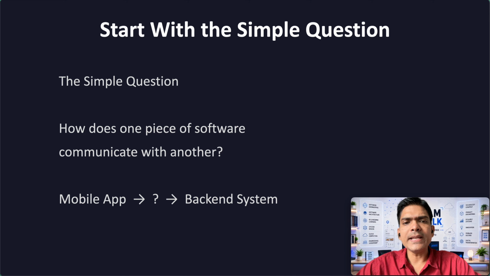Let's start with a very simple question. How does one piece of software communicate with another piece of software? Imagine we are building a mobile application and our application needs some information from a backend system. Our mobile application needs a defined way to communicate with that backend. That is where an API comes in. You can think of an API as a communication contract between two systems.